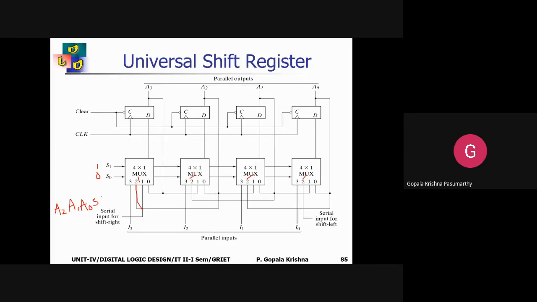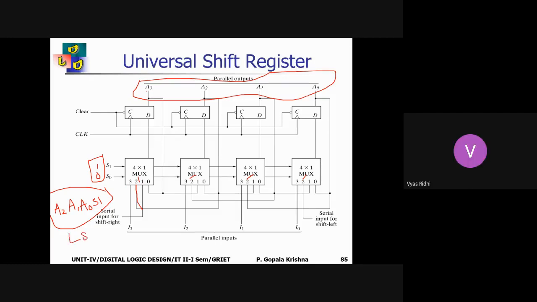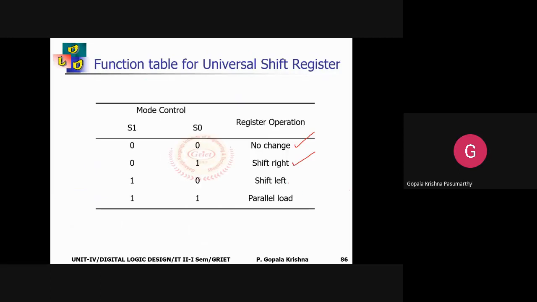So the register was earlier A3, A2, A1, A0. Now after making S1 and S0 as 1, 0, it has become A2, A1, A0, SI. See what happened? A3 is lost. A2 occupies A3, A1 occupies A2, A0 occupies A1, and A0 is occupied by SI. Can you tell me what this operation is called? Left shift. When S1 and S0 is 1, 0, the operation performed is left shift.